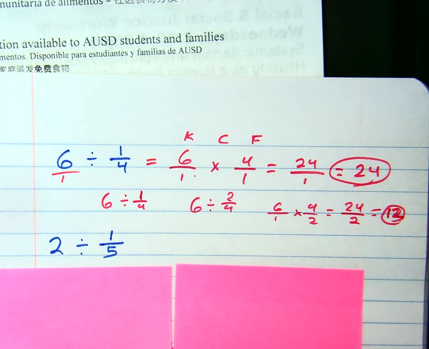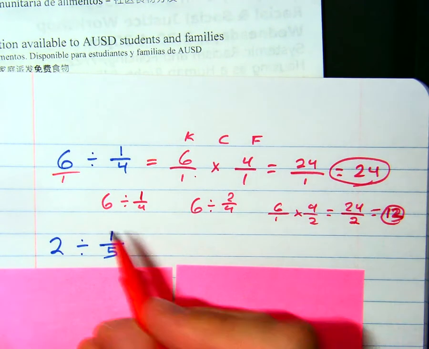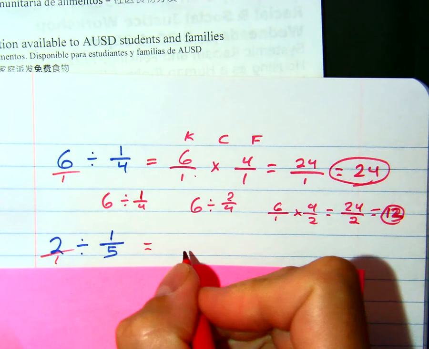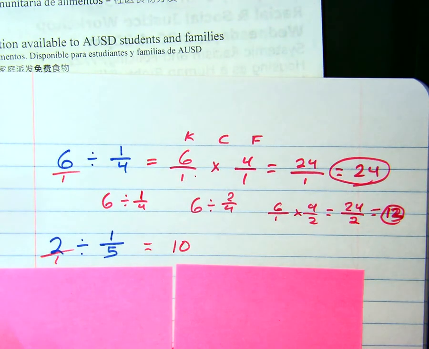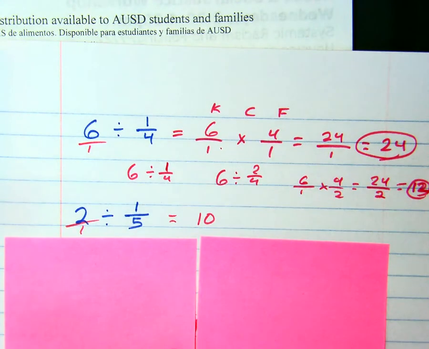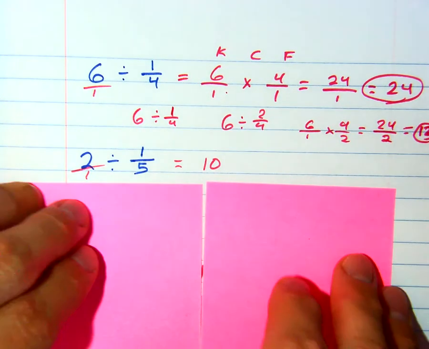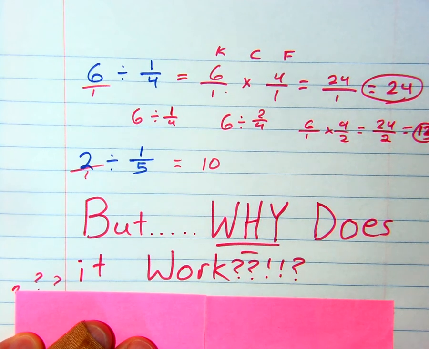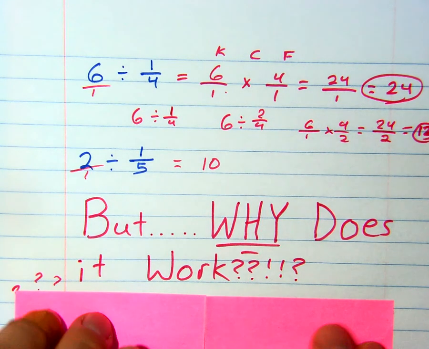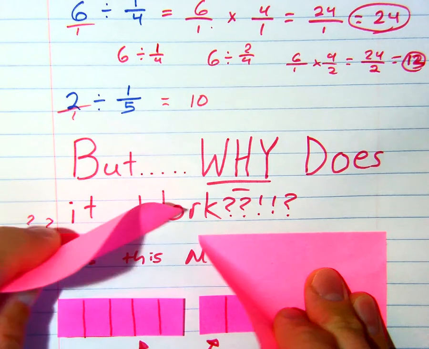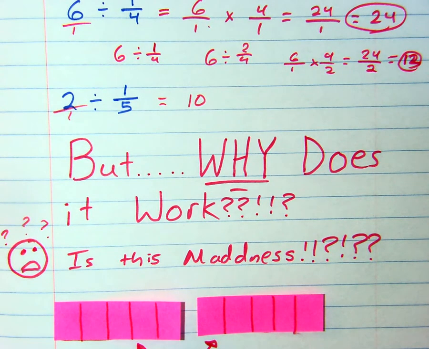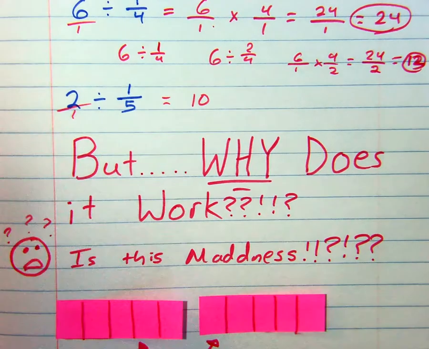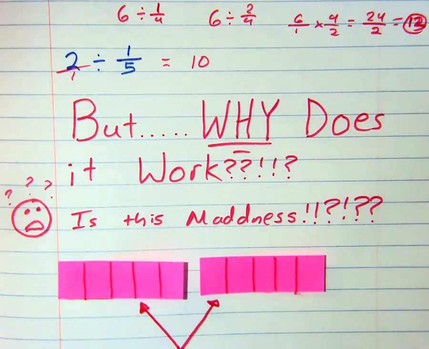All right, let's take a look at another one. Put it over 1. 2 times 5 is, bingo, 10. Easy peasy answer. And I know what you're thinking. I know you're all thinking this right now. But why does it work? I know you're also probably thinking, is this madness? No, it's not actually madness. And I'm going to show you visually what's happening when we start with a whole number. So hang on to your hats.